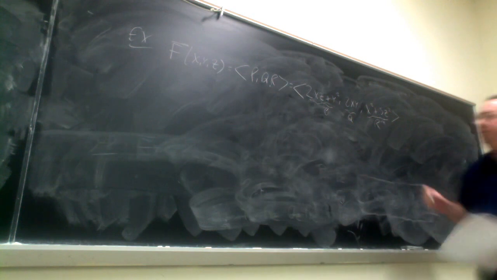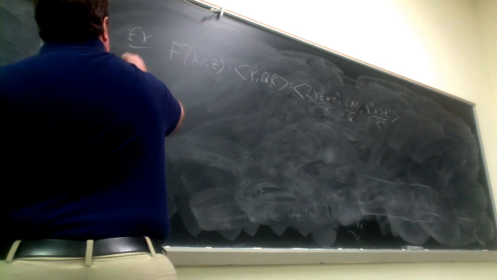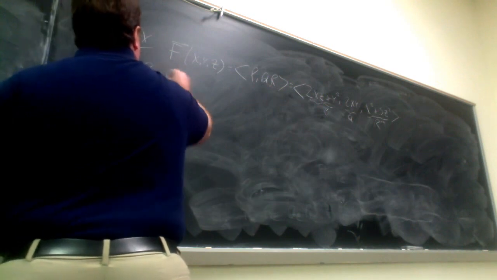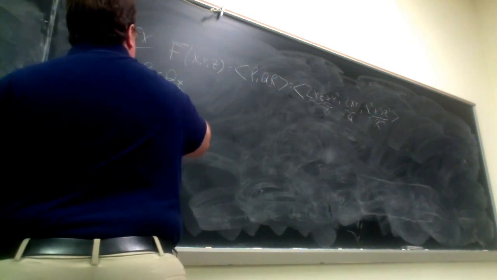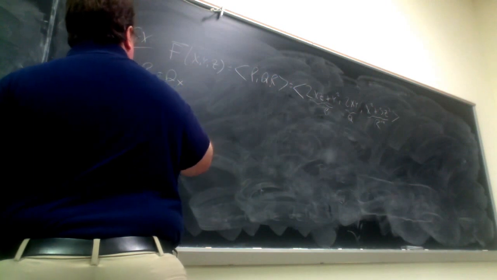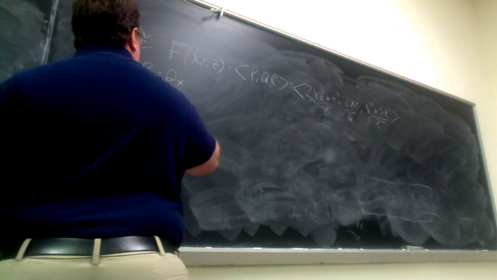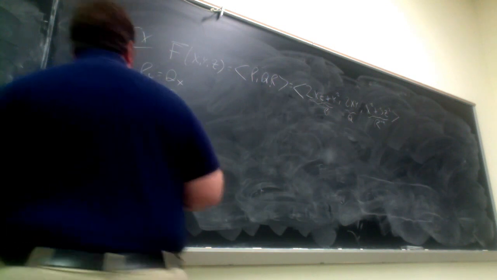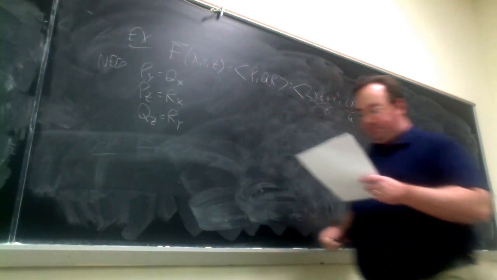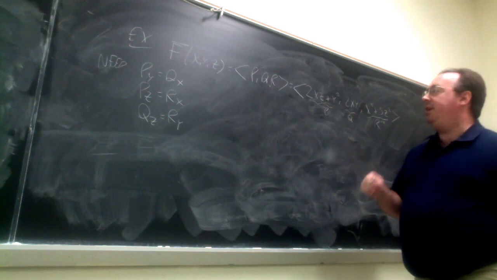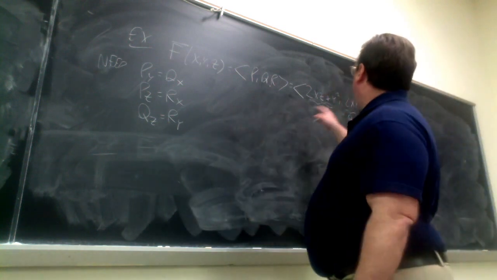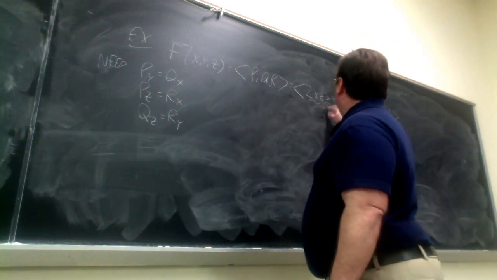Now, first, we want to check to make sure it's conservative. So you need py equal to qx, pz equal to rx, qz equal to ry. So if we go ahead and figure out these partial derivatives, well, what is dp dy?